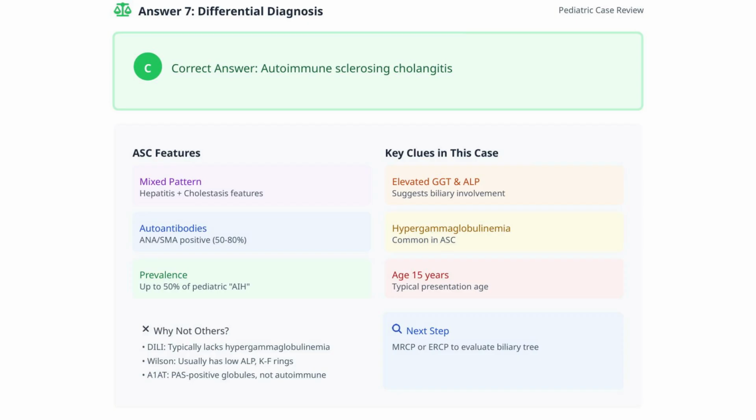Drug-induced liver injury can mimic AIH but typically lacks hypergammaglobulinemia. Wilson disease presents with low alkaline phosphatase and other characteristic features. Alpha-1 antitrypsin deficiency has distinctive histological features and diagnostic testing.